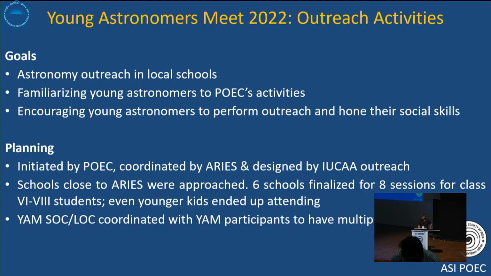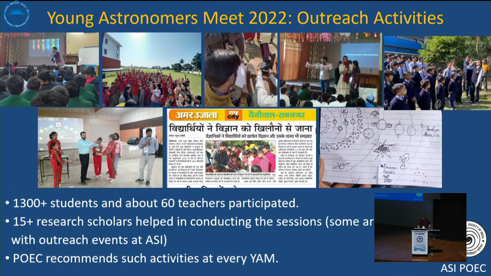Multiple teams helped in this, and I'm thankful that the YAM, which is the Young Astronomers Meet Scientific Organizing Committee, the Aries LOC, and the POC and the IUCA SciPub committees worked together to deliver this. Here are images from the outreach events, which reached more than 1,000 students in different schools. We had involvement from more than 15 research scholars in these outreach activities. And we do recommend the continuation of these activities every year.